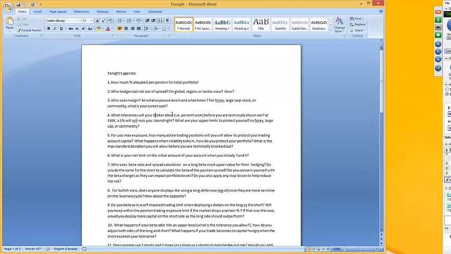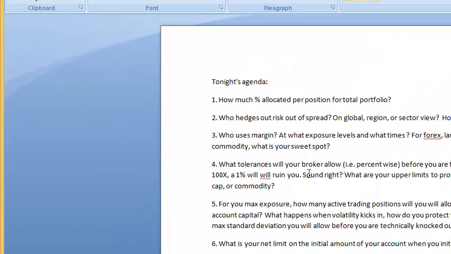What about tolerances that your broker will allow? Percent wise, I'm looking at what you think your tolerances are before your account's technically blown out. So let's say 100 times, so a 1% movement can ruin you. Does that sound about right for a lot of people? Because typically you'll see a lot of Forex brokers that will allow you to be at 100 times.